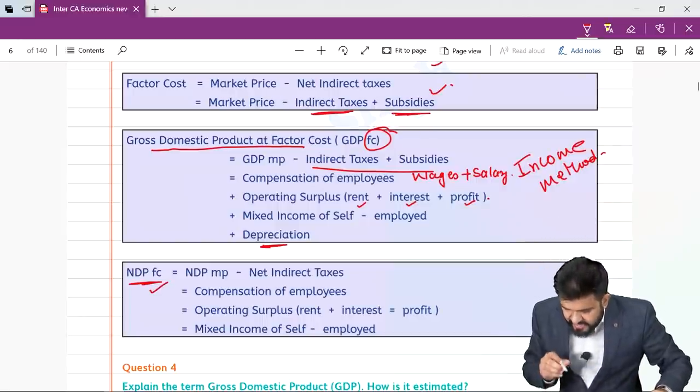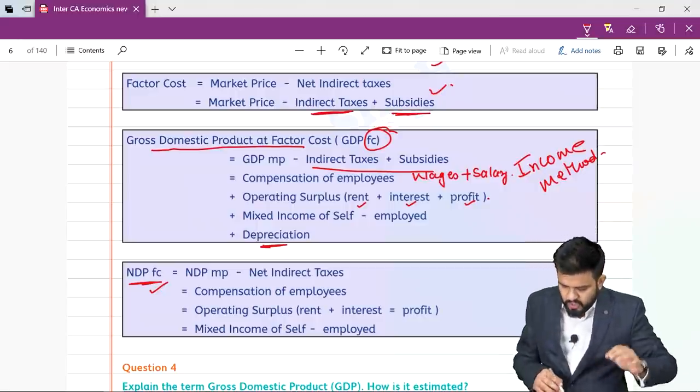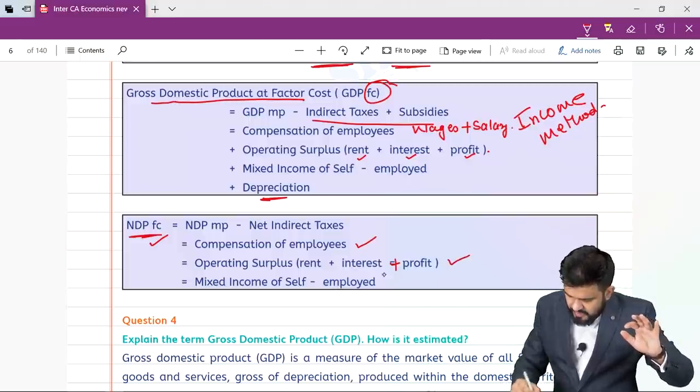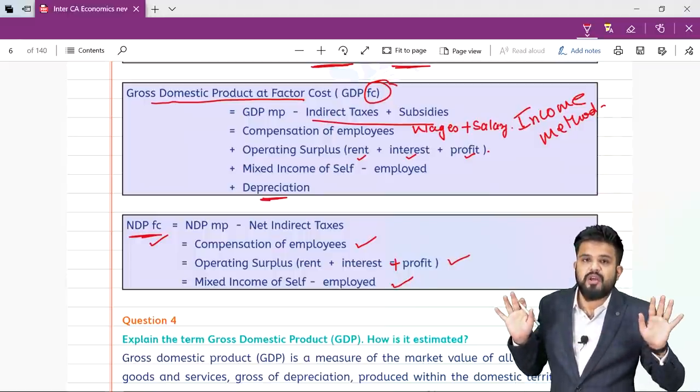This is NDPFC, net domestic product at factor cost. So everything will be the same: compensation of employees, operating surplus, mixed income of self-employed. Depreciation will not come.